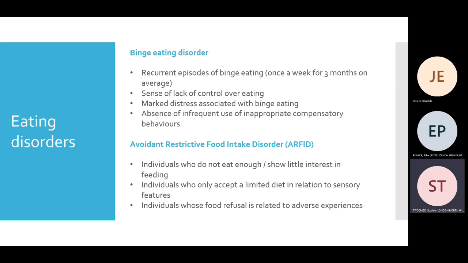Whilst anorexia and bulimia are probably the two most common eating disorders and the ones that will come to mind first, there are also another couple of eating disorders that I thought I'd mention in this presentation. So the first is binge eating disorder. This is where you've got recurrent episodes of binge eating, a lack of control whilst eating, distress with that binge eating. And the key difference between binge eating disorder and bulimia is that in binge eating disorder, there is an absence of that compensatory behavior. So there's an absence of purging in whatever way that may be.